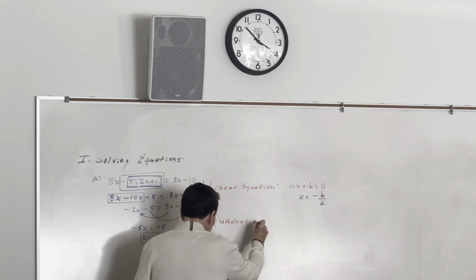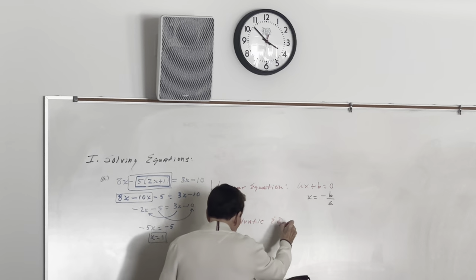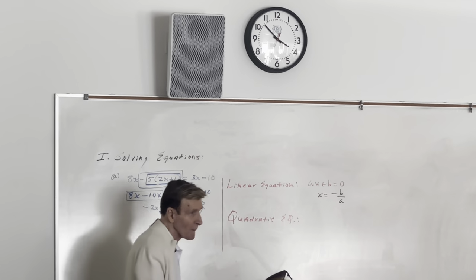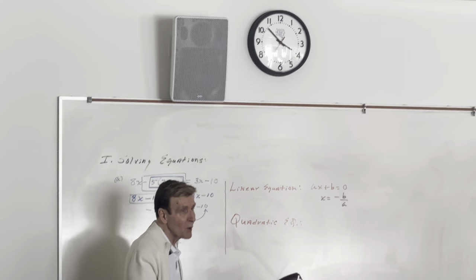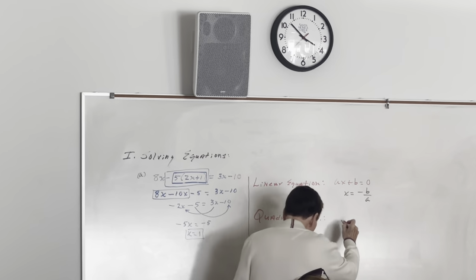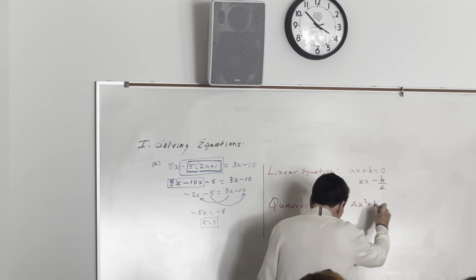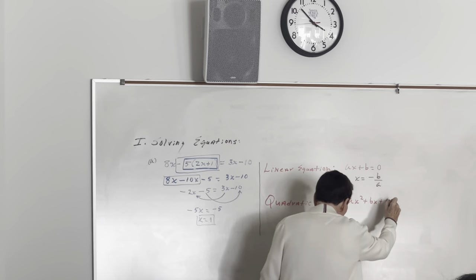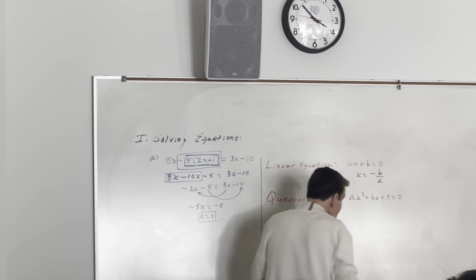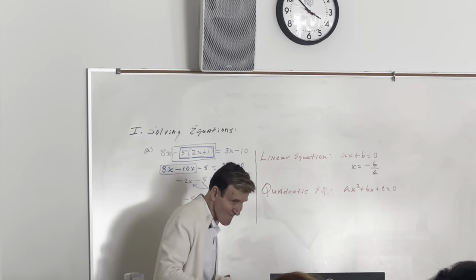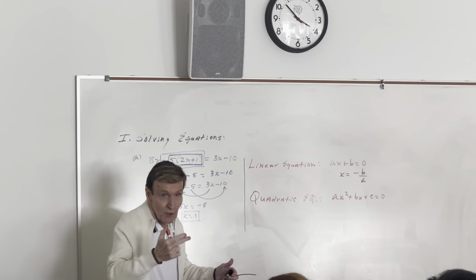A quadratic equation. Now, what might one of those look like? Your standard form looks like this: ax squared plus bx plus c is equal to 0. Big difference in the linear and the quadratic.